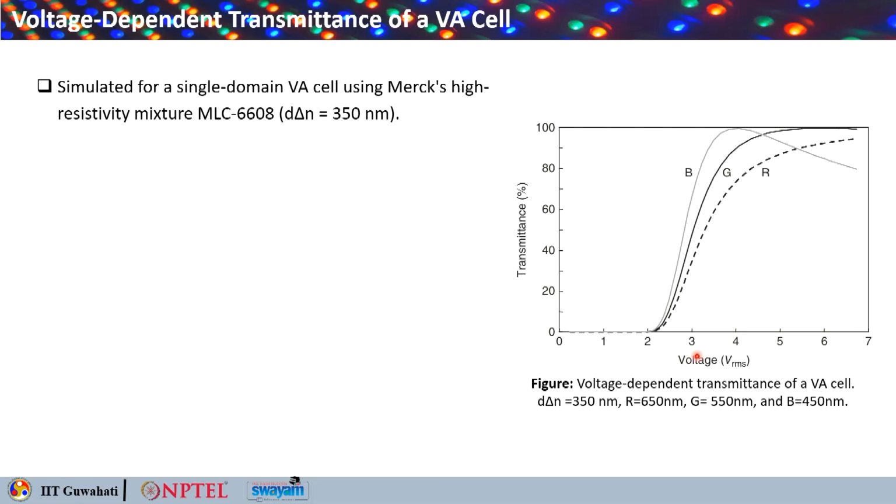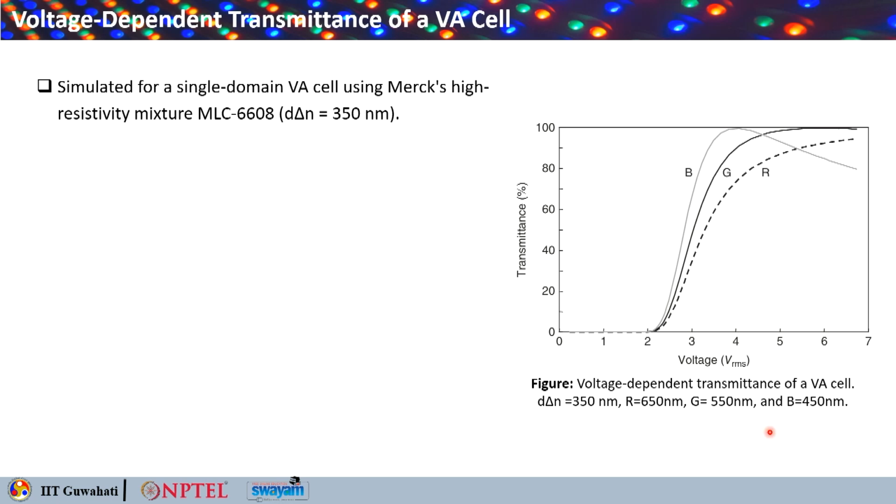Now this slide particularly shows the voltage dependent transmittance of a vertical alignment cell. Here you see the simulated voltage transmittance, or VT, of a single domain vertical alignment cell and the liquid crystal material that has been used to generate it, right? So this is the simulated single domain cell using the Merck high resistivity mixture, that is MLC 6608, where we have considered d delta n to be 350 nanometer.